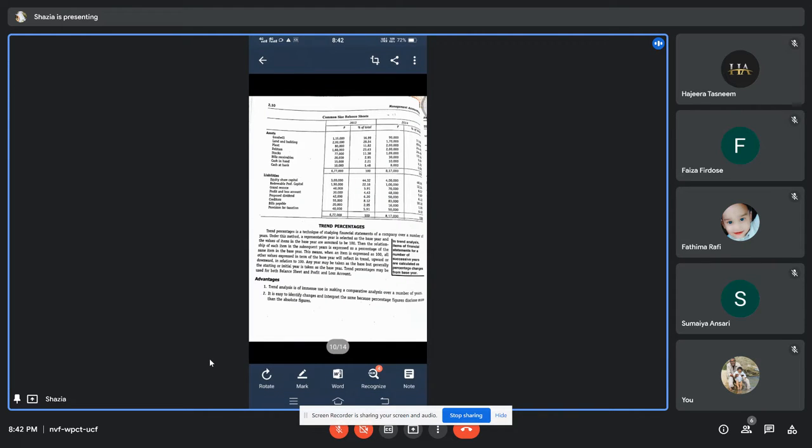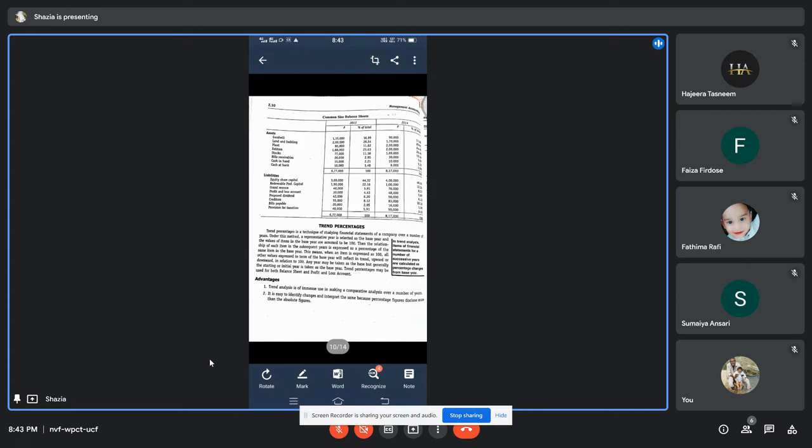Under this method, a representative year is selected as a base year. See how you calculate here: we select a representative year as the base year, and the values of items in the base year are assumed to be 100. Then the relationship of each item in the subsequent years is expressed as a percentage of the same item in the base year. This means when an item is expressed as 100, all other values expressed in terms of the base year will reflect the trend, upward or downward, in relation to 100. Any year may be taken as the base, but generally the starting or initial year is taken as the base year.